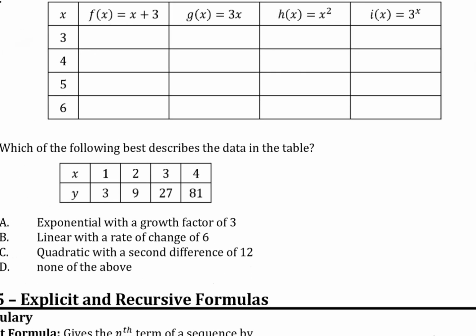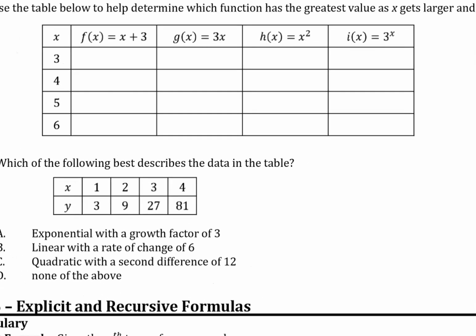Looking at the first one, this is a linear function. We've done this before. This is kind of an mx plus b. So f of 3 is equal to, everywhere you see x, you plug in a 3. 3 plus 3 equals 6. Next one, f of 4. Everywhere you see an x, you plug in 4. So this would be 4 plus 3. This is going to be 7.